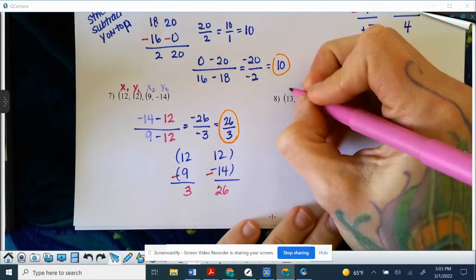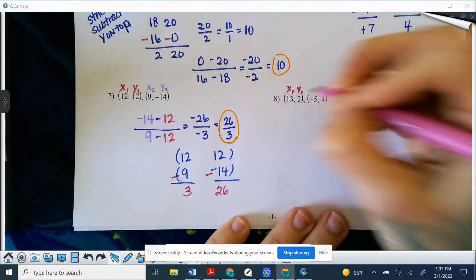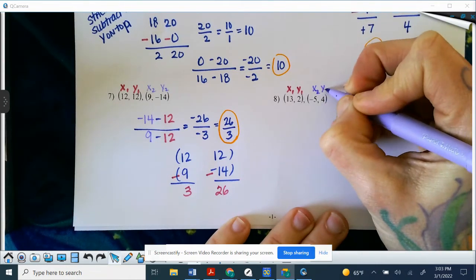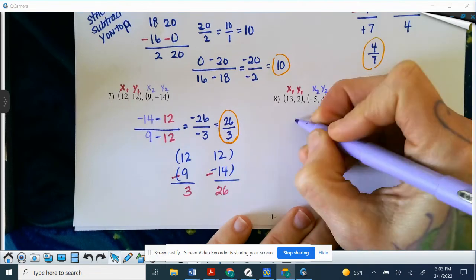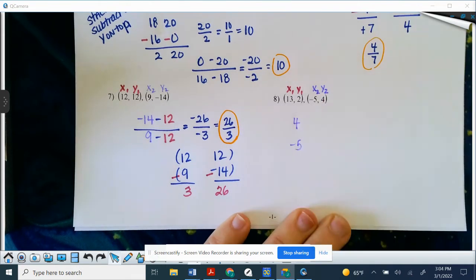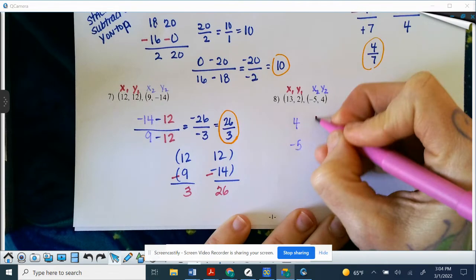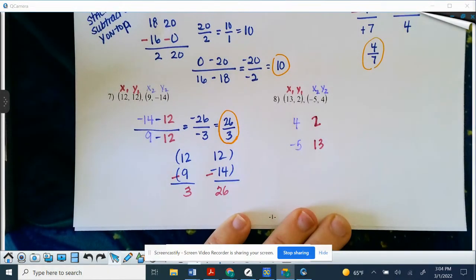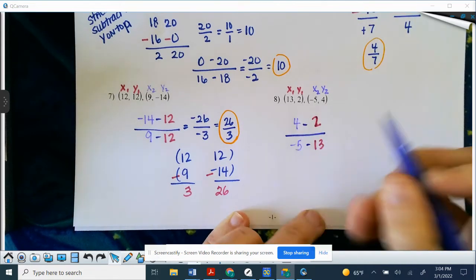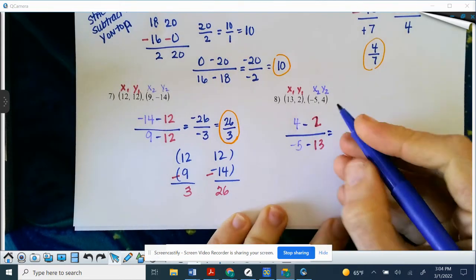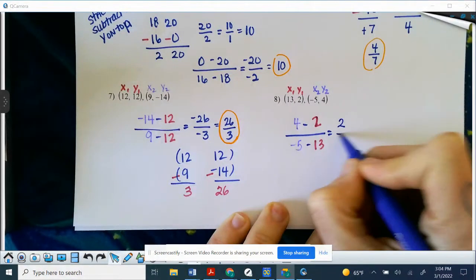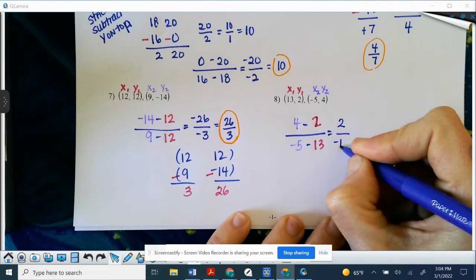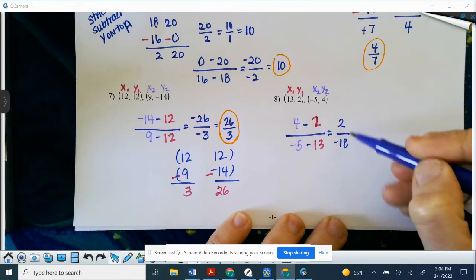So I have x1, y1, x2, y2. Told you this is not what I'm good at. 4, negative 15, starting with our second coordinate, 2, 13, minus. So 4 minus 2 is going to give me 2. Negative 15 minus 13 is going to give me a negative 18. So we have a positive and a negative, so this is going to stay negative.